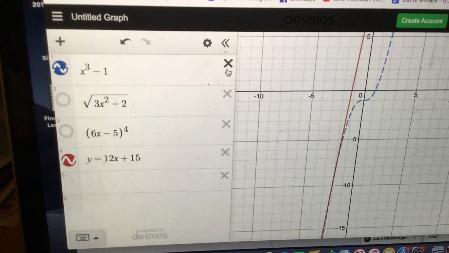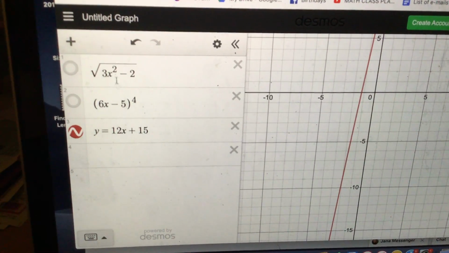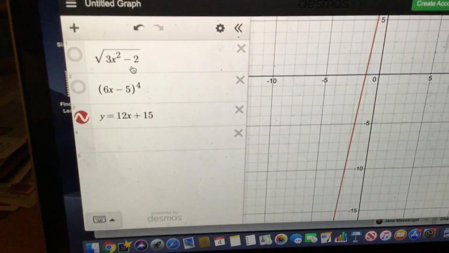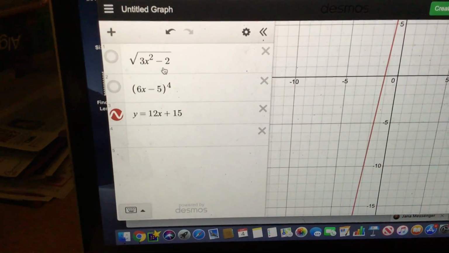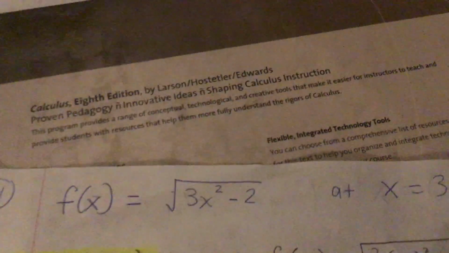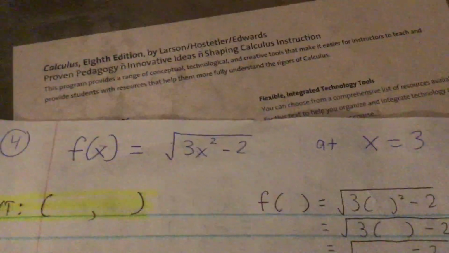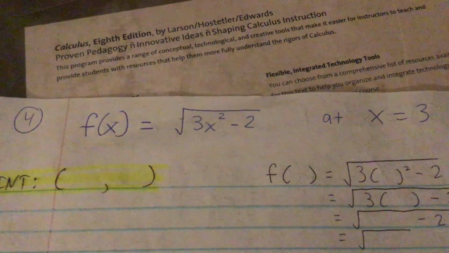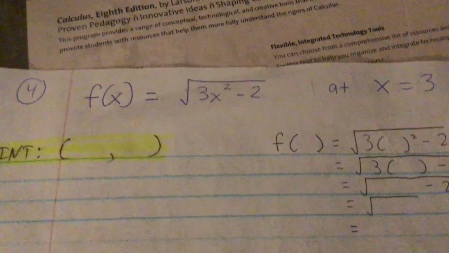Okay, so let me just delete this, and we'll do 2 more problems. See if you can figure out the equation of the tangent line for y equals the square root of 3x squared minus 2 at x equals 3. That's the next one. Figure out the equation of the tangent line for f of x is equal to the square root of 3x squared minus 2 at x equals 3.